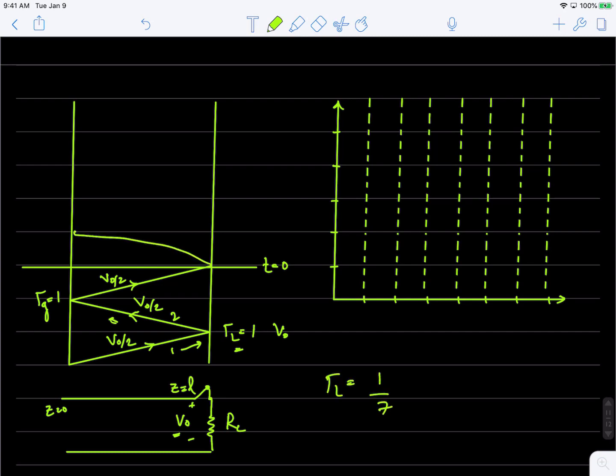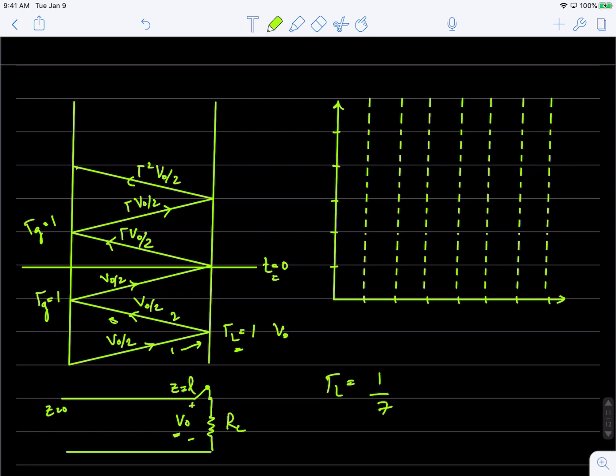So the next time what will happen is we will have V naught by 2 into gamma as the voltage going out. Okay, and again we will have the entire signal reflect back to the source side because gamma g is always equal to 1 here, so it's going to be gamma V naught by 2, and here again it will be reflected back, as we know, with gamma square V naught by 2. Okay, so let's see what happens here.